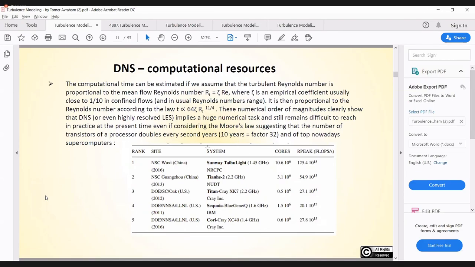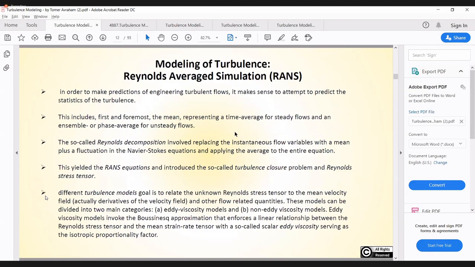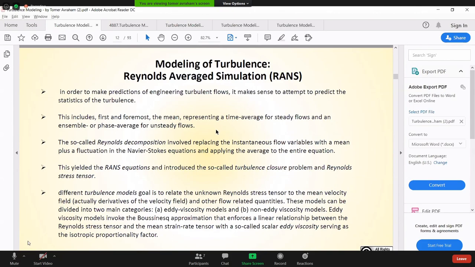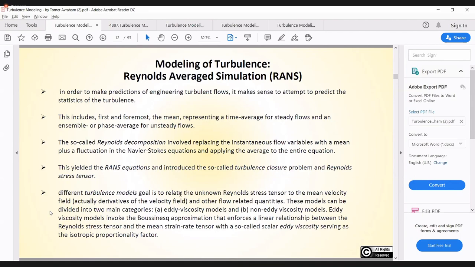Computational resources: impossible. Modeling turbulence. So what we do is we do ensemble average. Everybody knows what ensemble average is. We do the same experiment many times. Otherwise, we either don't have spatial average or we don't have time-dependent equations.